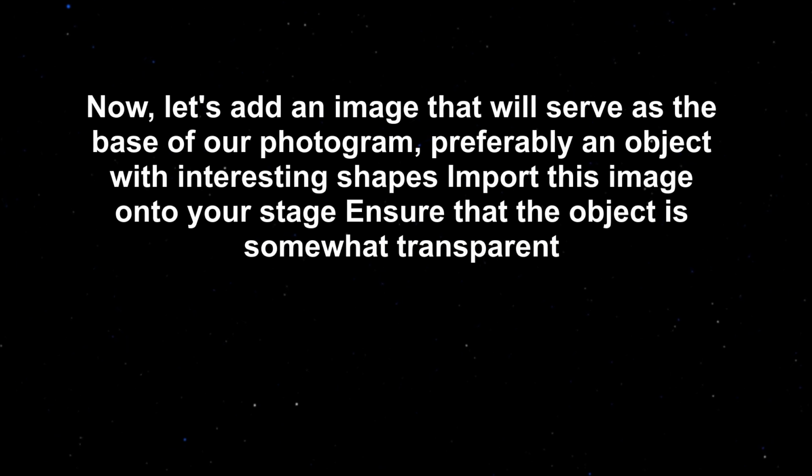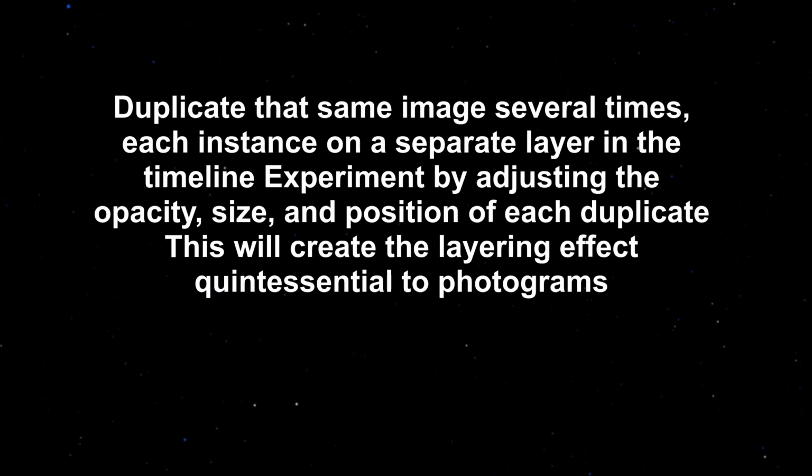Now, let's add an image that will serve as the base of our photogram, preferably an object with interesting shapes. Import this image onto your stage. Ensure that the object is somewhat transparent. Duplicate that same image several times, each instance on a separate layer in the timeline.